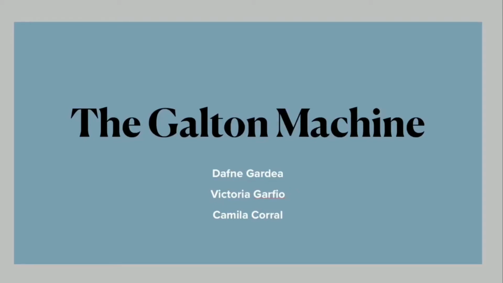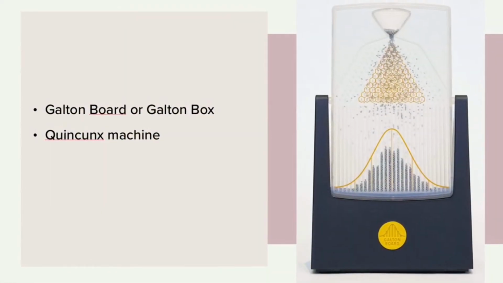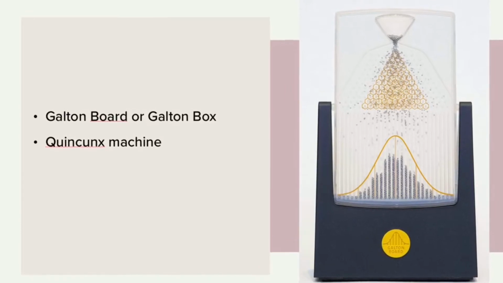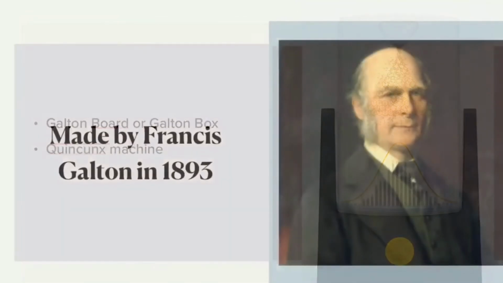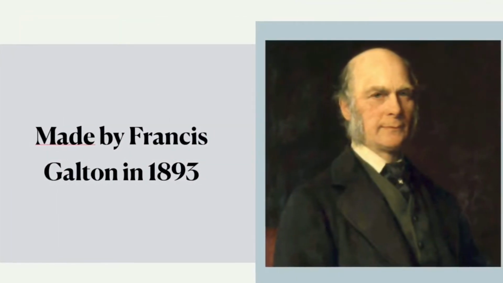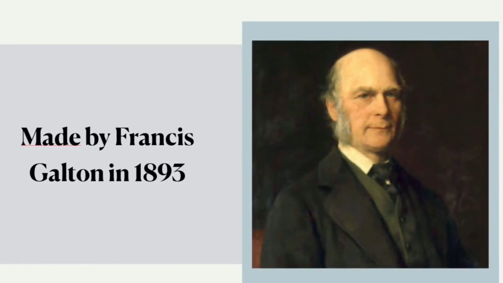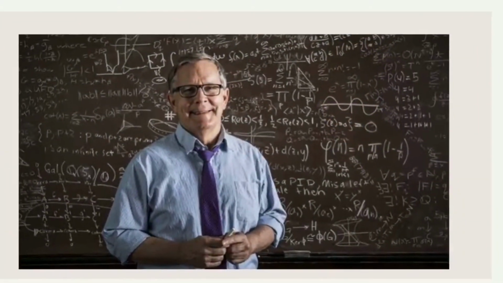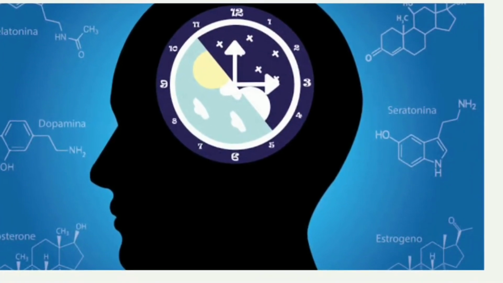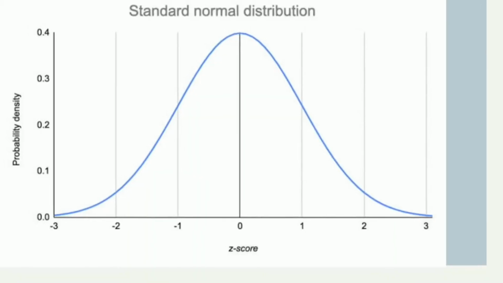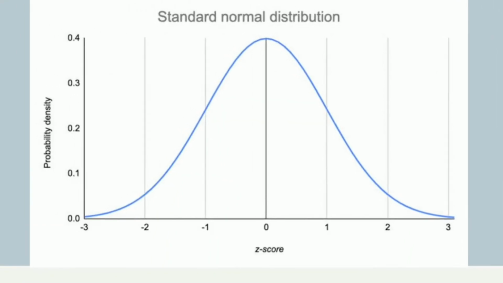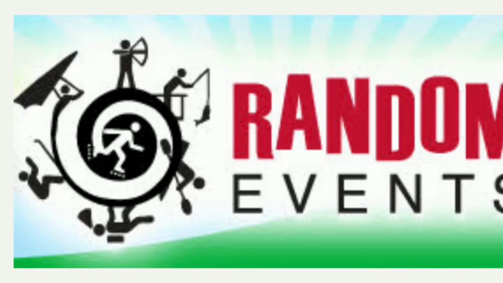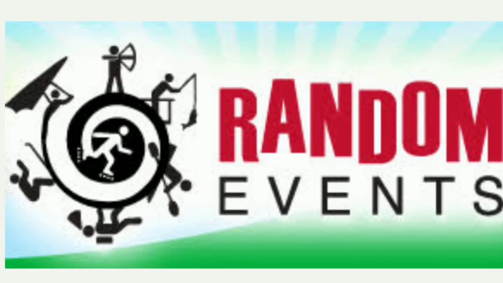The Galton machine is also known as the Galton board or Galton box, and it was made by Francis Galton in 1893. He was an English mathematician who was an expert in many scientific fields. He created the Quincunx machine to demonstrate how a normal distribution is formed through the occurrence of multiple random events.